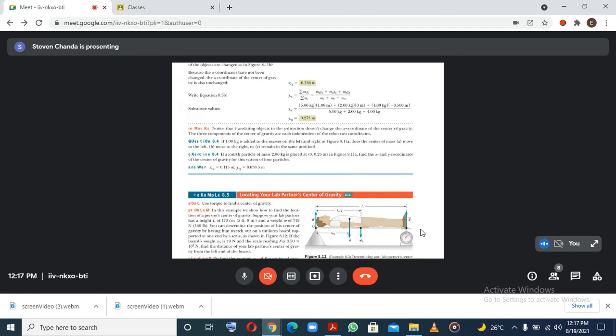If the board's weight is 49 newtons and the scale reading F, the one on the foot end, is 350 newtons, find the distance of your lab partner's center of gravity from the left end of the board. That last part, from the left end of the board, is very important because it gives us what we must use as our point of axis of rotation.